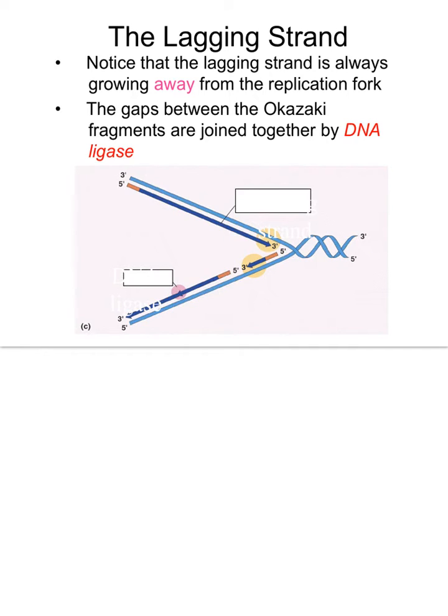So it says, notice that the lagging strand is always growing away from the replication fork. The gaps between the Okazaki fragments are joined together by DNA ligase, and so that is represented on your diagram by the purple circle. And it's kind of in white here on my diagram, but it's hard to see. So DNA ligase is what's going to seal those fragments and that strand all up, so we have a perfect strand. The leading strand does not need to do that because it's going toward the fork, we don't get any gaps in the sequence. So leading strand.